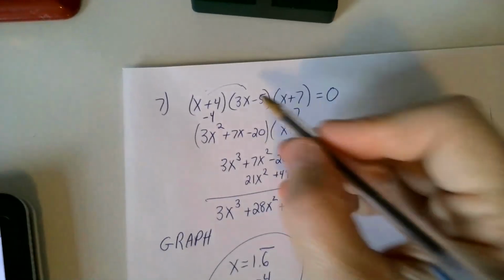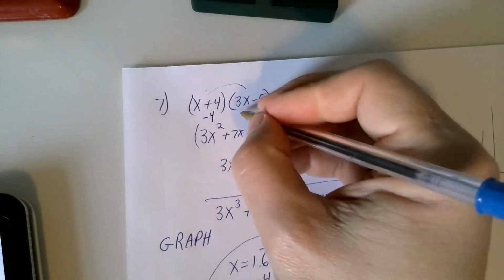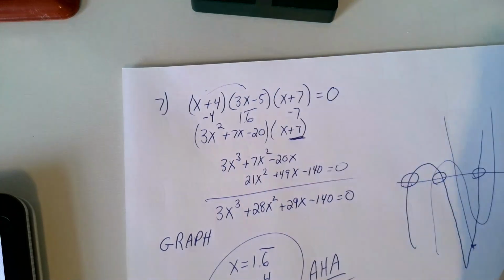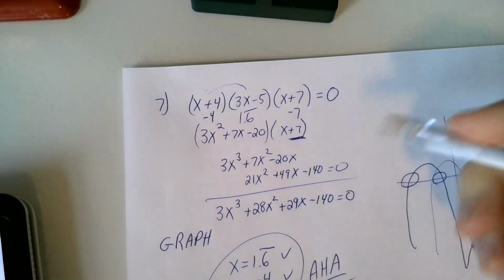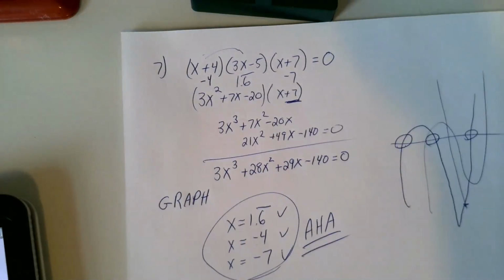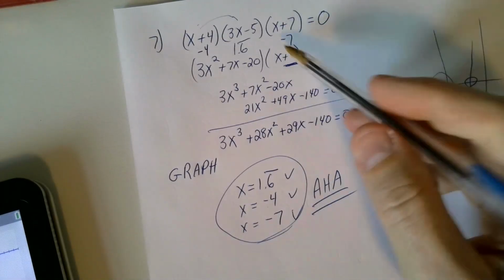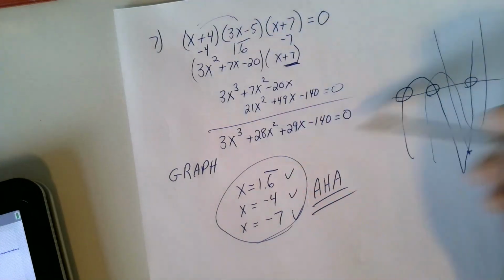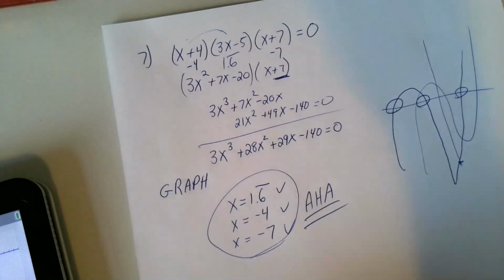In here, the opposite of negative 5 is positive 5. 5 divided by 3 is 1.6 repeating, and there are my 3 solutions that I got from the graph. So again, please don't do all this extra work right here. I'm just trying to show you that it does match up and that everything is good.